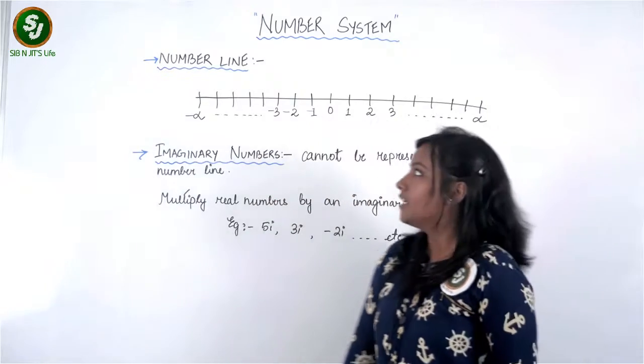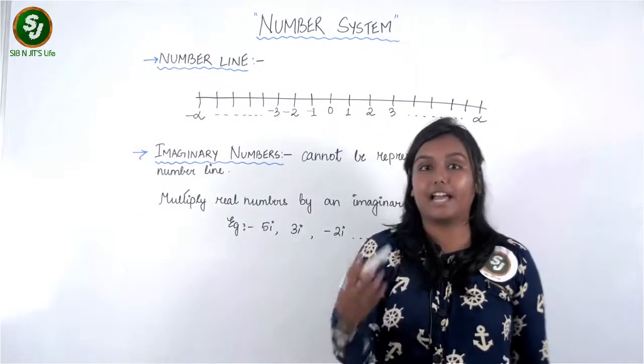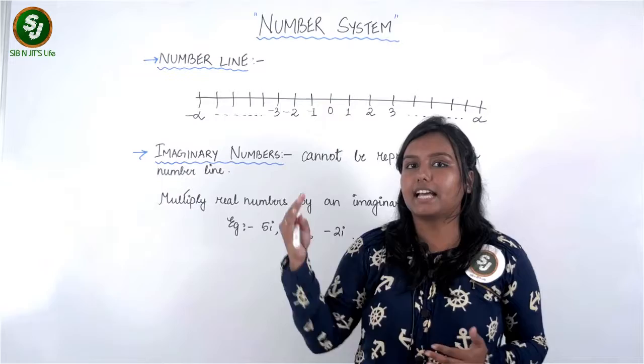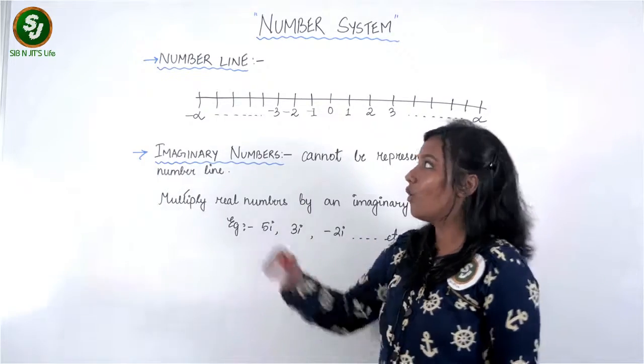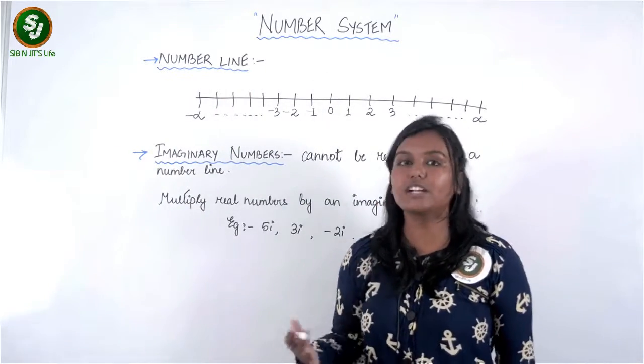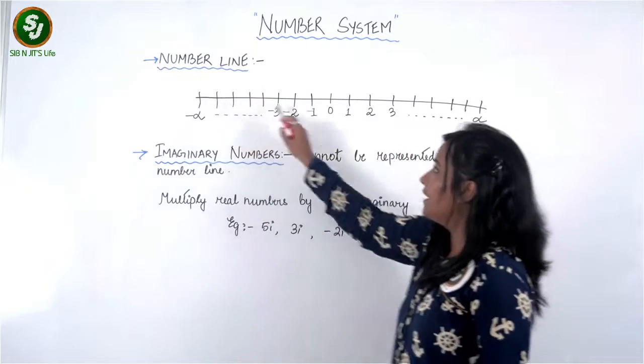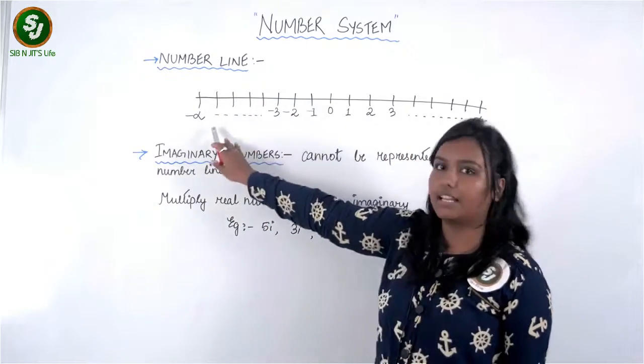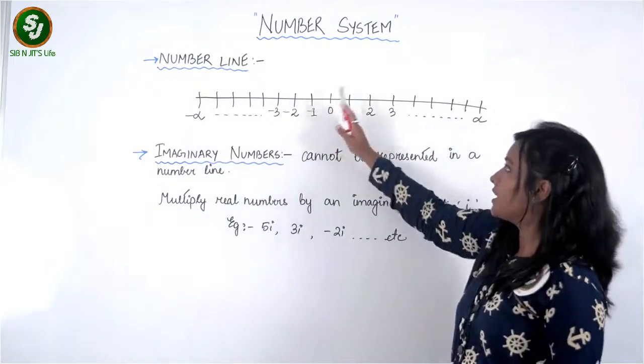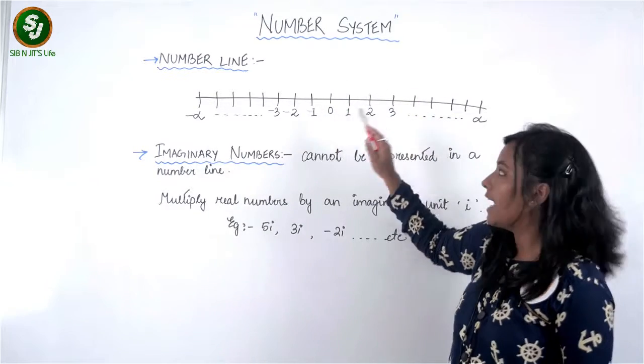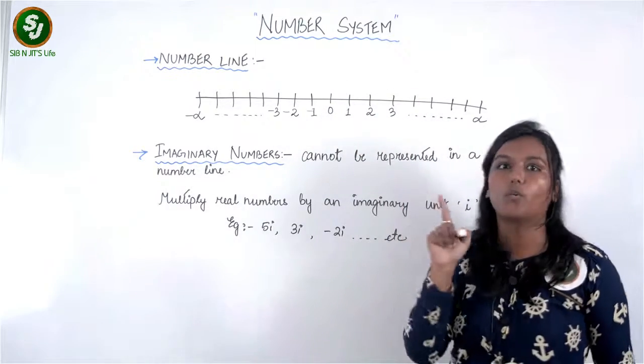Okay friends, now let us see what is a number line. Previously the categories of number systems all had the term number line, but what is actually a number line? A number line looks like this: a line which is equally divided into segments, and each segment is of 1 unit.